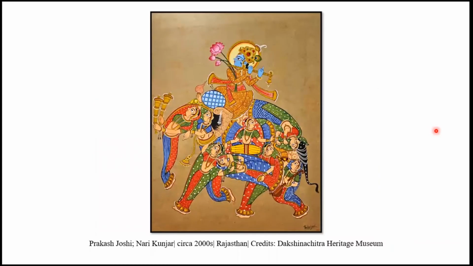And lastly, I have 2 composite paintings from DakshinaChitra's collection. So this is Nari Kunjar, Lord Krishna seated atop a Nari Kunjar by the artist Prakash Joshi. Here he's added a new element.